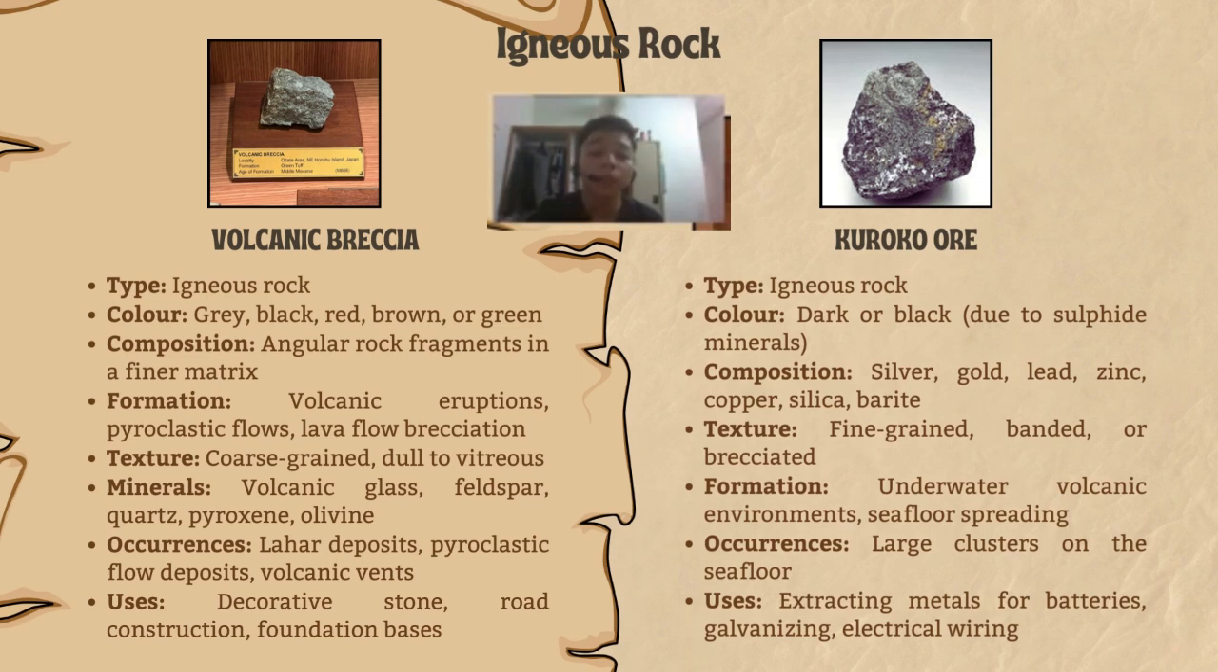Let's move on to Kuroko ore, which is an igneous rock typically associated with large sulfide concentrations linked to volcanic rocks. It contains valuable metals like silver and gold, alongside base metals such as lead, zinc, and copper, giving it a dense and thick nature.